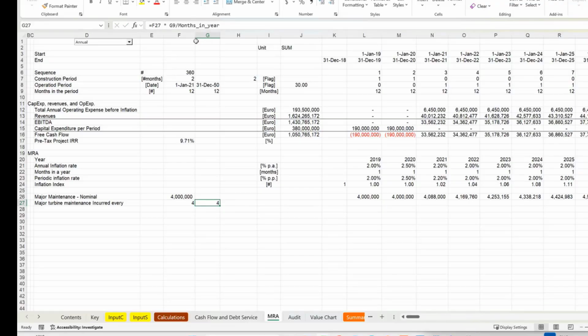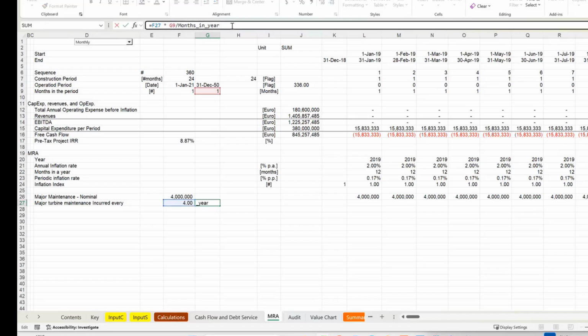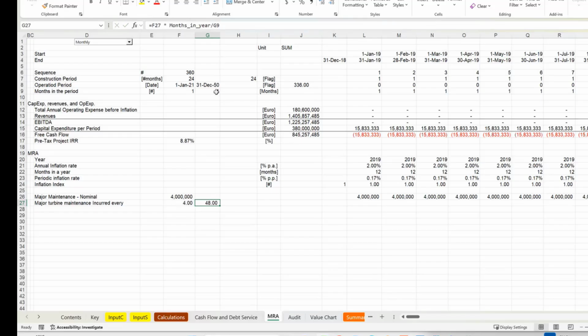But if we make it monthly, go and make it monthly, then I did it wrong. We have to multiply it, not just, a minute. Multiply, see, I'm getting old. Multiply it by months in year and divide it by that, I think. Is that right? Okay, we'll make it every 48 periods after operation.